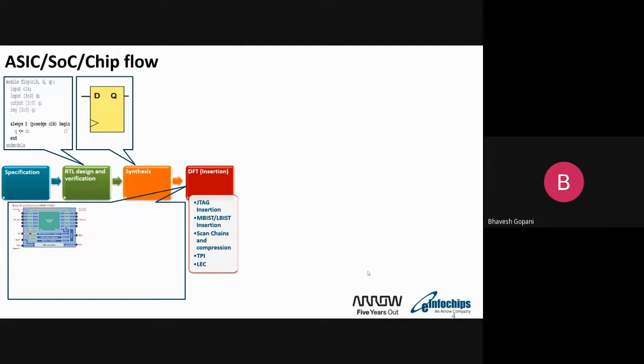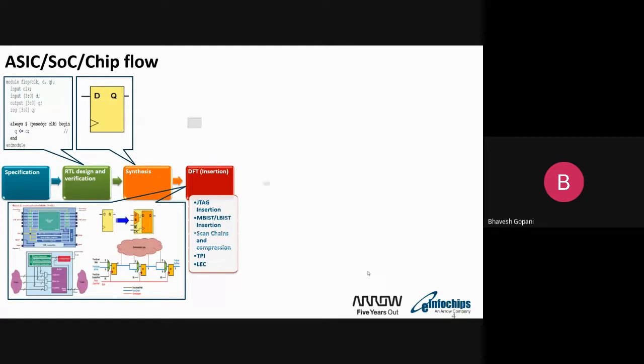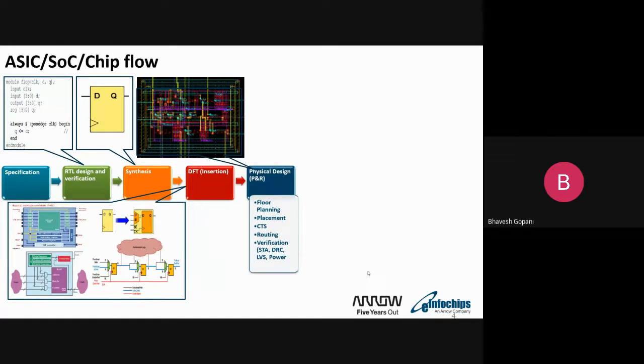Once the design is DFT inserted, the next thing would be the physical design step, which we can call PD. Now the netlist needs to be handed over to the PD team. They start working on floor planning, placement and route, CTS (clock tree synthesis), and verification. Here you can see the pictorial view of what steps need to be done and what steps we are performing.